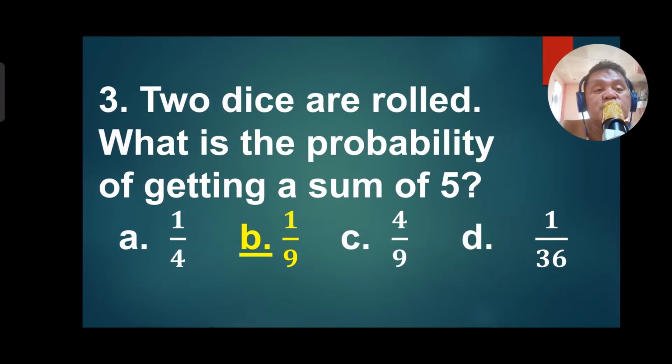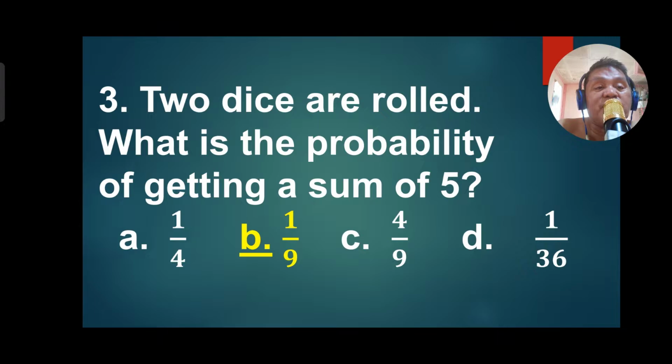Number 3. 2 dice are rolled. What is the probability of getting a sum of 5? In this case, there are 2 dice being rolled. So, how many outcomes are in the sample space? Using the fundamental counting principle, one die has 6 faces and another die has 6 faces. So, you are going to multiply 6 and 6. There are 36 outcomes in the sample space.